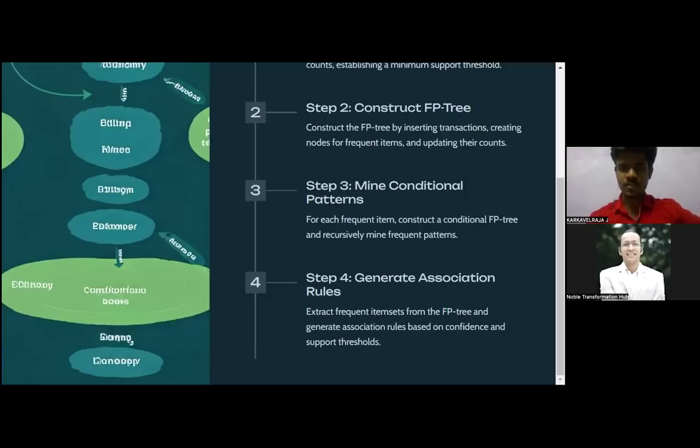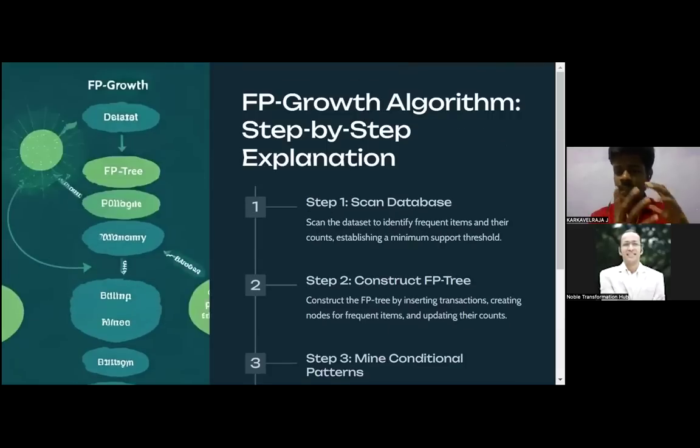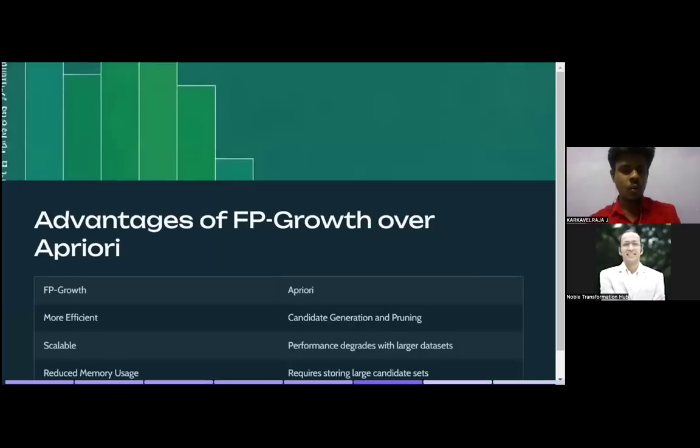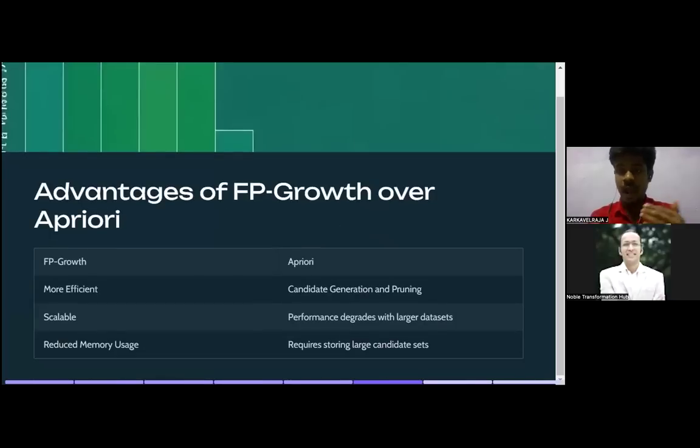Yeah, let's move on, guys. Okay, so this is all about how to build the FP growth tree step by step. Let's move on to the next thing. What is the FP growth algorithm's advantage over Apriori?